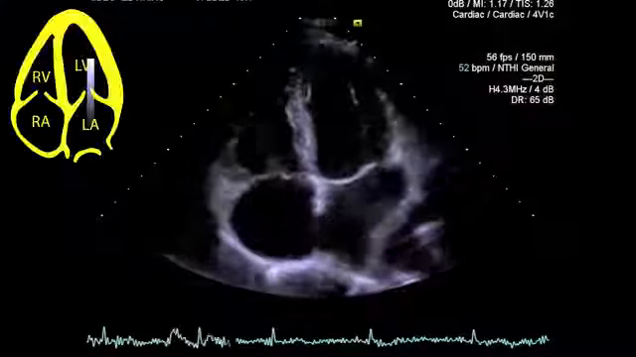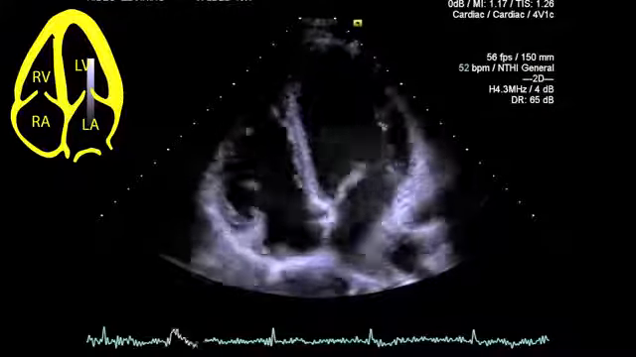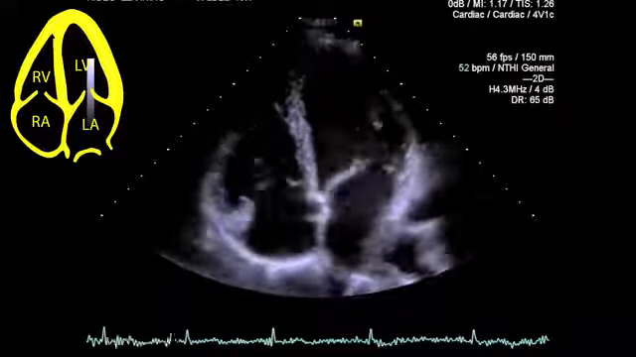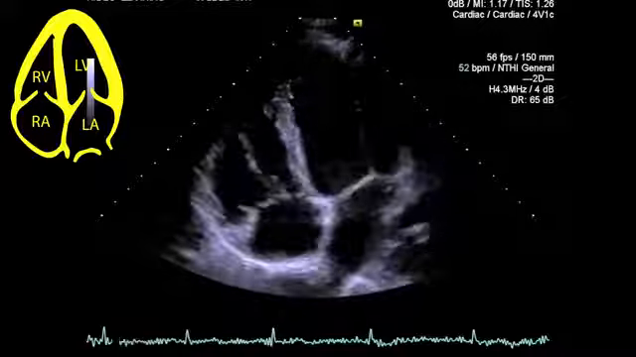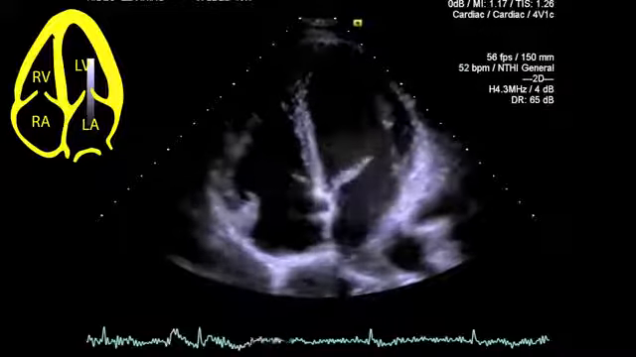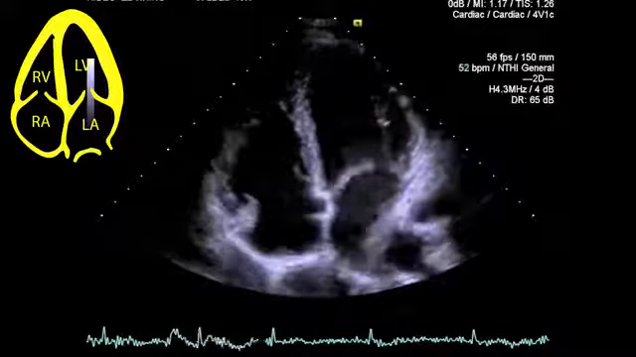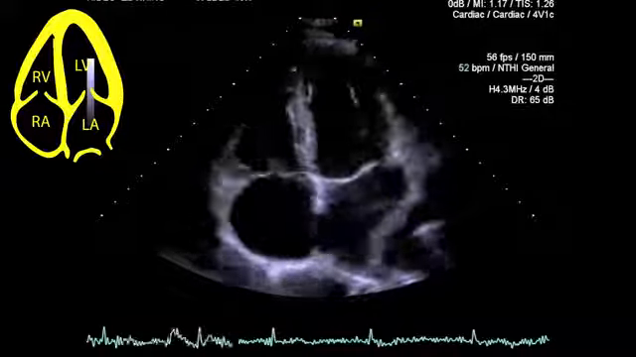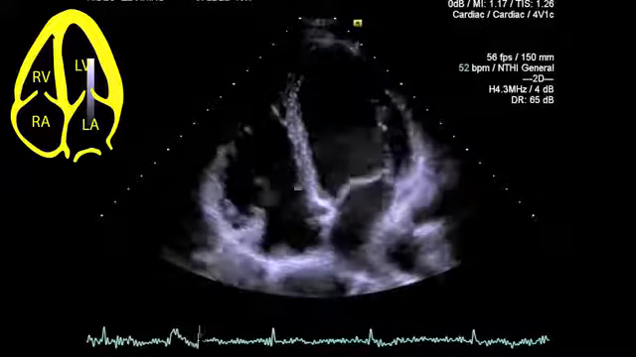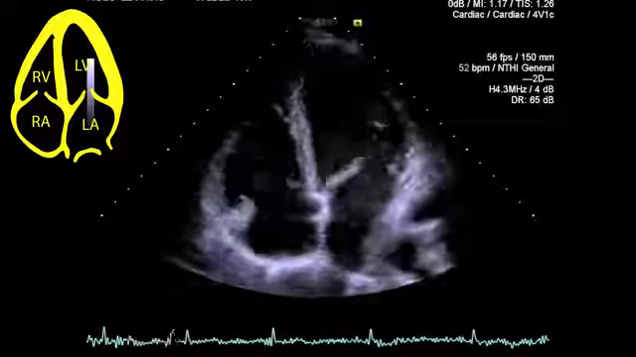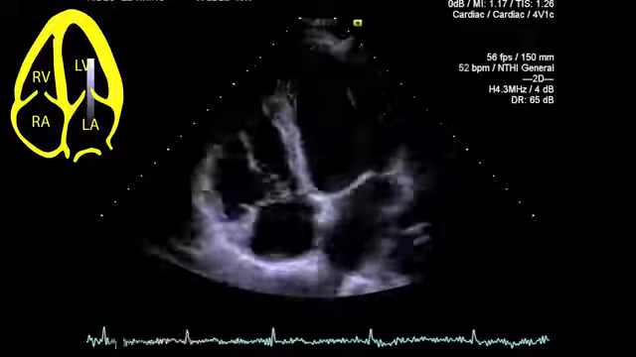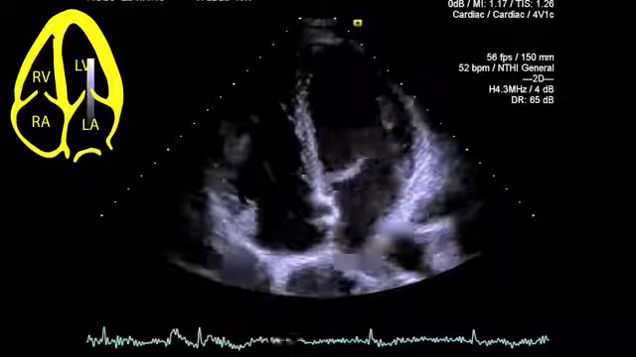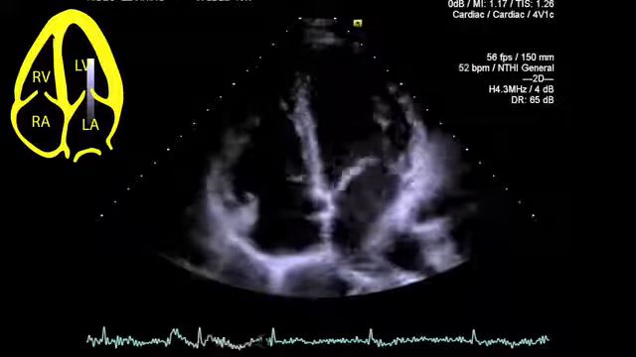In the apical four-chamber, make an assessment of all the chambers, the left and right atrium, and the left and right ventricle. The right ventricle normally should be about 2/3 the size of the left ventricle. Have a look for any gross valvular pathology and make assessment of the systolic function of both ventricles, particularly looking for any obvious regional wall motion abnormality.